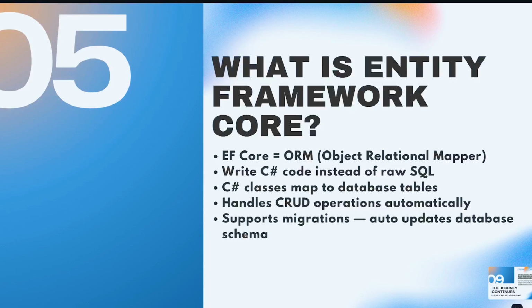Migration, what does it mean by migration? If the interviewer asks what does it mean by migration: migration is a file that describes changes to your database structure. When you add a new property to your C# class, you run a migration, and Entity Framework Core updates the actual database table. Think of migration like version control for your database. Just like git tracks changes in your code, migration tracks changes in your database structure.